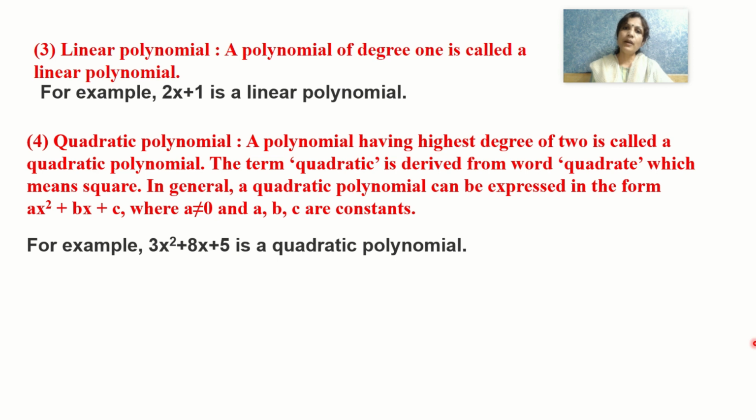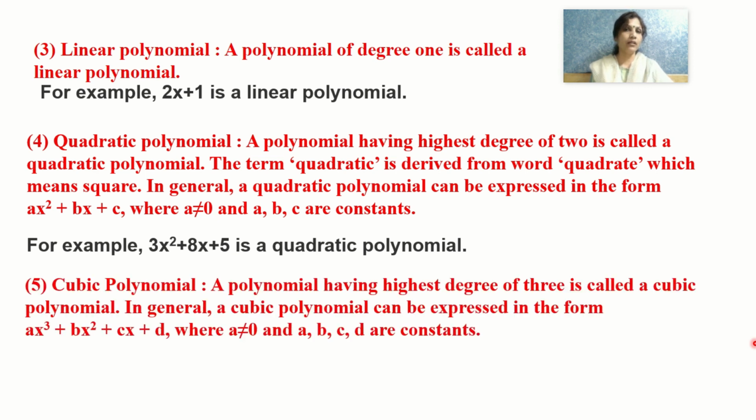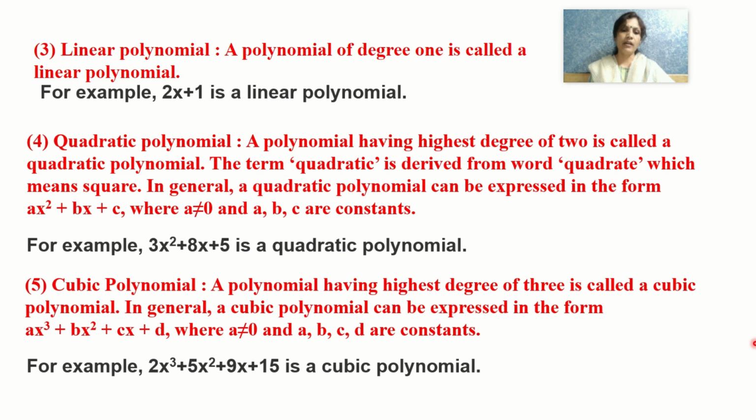Then the next type is the cubic polynomial. The name itself suggests cubic. Cubic means power is 3. So a polynomial whose highest degree of the variable is 3 is called a cubic polynomial. In general, a cubic polynomial can be expressed in the form ax cube plus bx square plus cx plus d, where a is not equal to 0 and a, b, c and d are constants. An example of a cubic polynomial is 2x cube plus 5x square plus 9x plus 15. So these are the 3 types of polynomial.